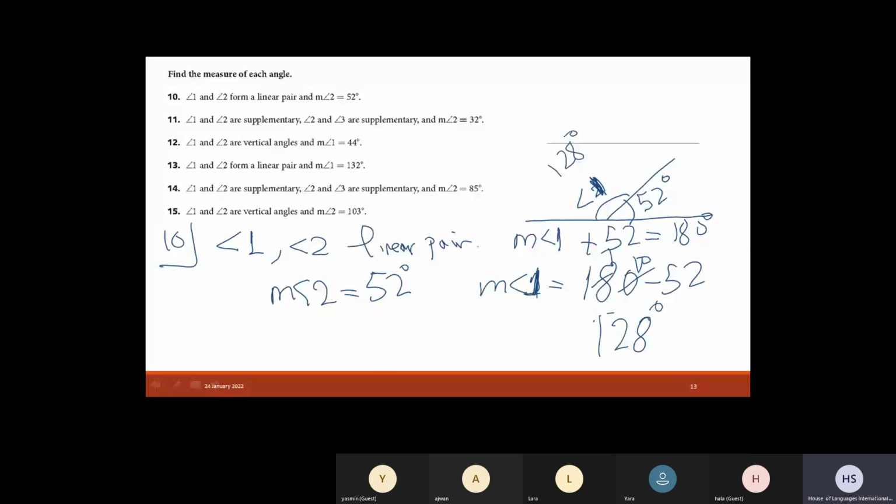Number 11. Think about it. Angle 1 and angle 2 are supplementary. Angle 2 and angle 3 are supplementary. The measure of angle 2 is 32.